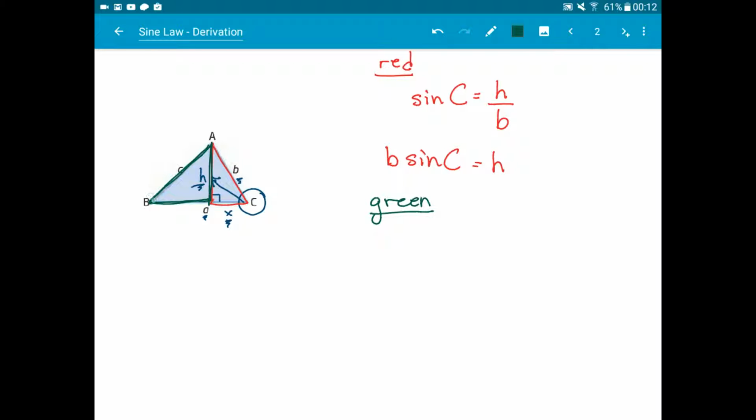And I'm just going to look at angle B. And so now the opposite side is H, but the hypotenuse is C. So we're going to write out the same idea. Sine B is equal to the opposite H over the hypotenuse C. Now let's multiply both sides by C, and I'll get H is equal to C sine B.